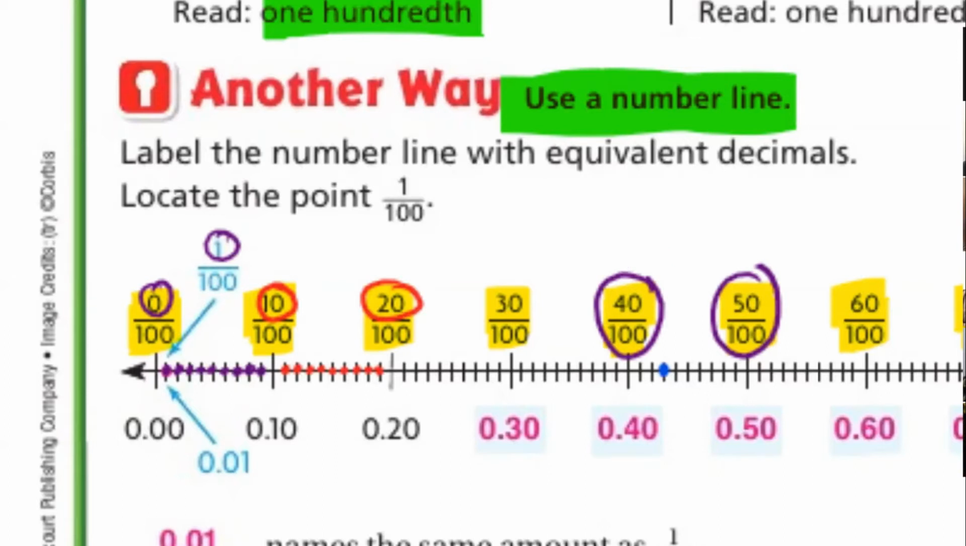So after 40 equals what? 41 here, 42, and this will be 43. So we're going to write it as 43 over 100. Okay, if we want to write it as a decimal, how can we write it? Just put 43, put the decimal point, and put the 0. So it will be 0.43. Okay, so that's how we can locate a point and determine its location on the number line.